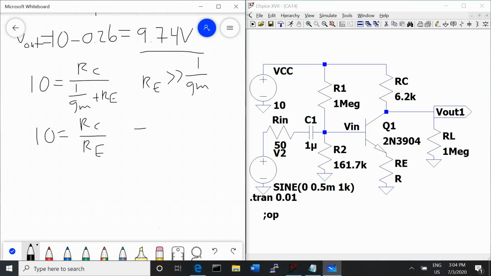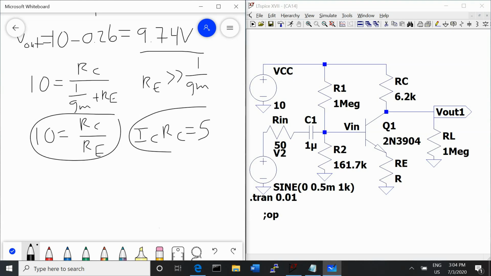So using this equation and with RE in our circuit, we're able to make IC times RC equal 5. And we can use these two equations to solve for our three unknowns of IC, RC, and RE. If we pick one of the values, so we're going to pick RE equals 100, and then use that to solve the other two. So RC equals 1K, and IC equals 5 milliamps.